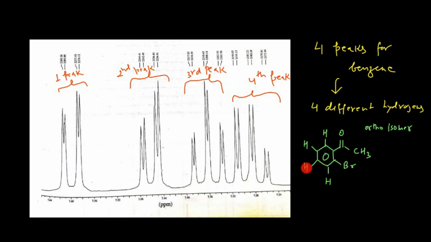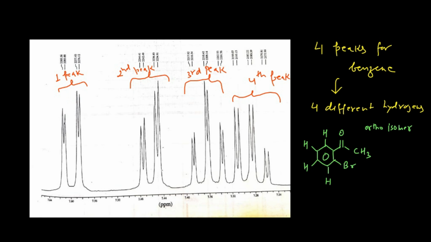So all these will show different peaks in the proton NMR spectrum in the region between 7.1 to 7.5 ppm or 7.7 ppm. Okay. So say this is peak 1, this is peak 2, this is peak 3, this is peak 4. Now, I can also mark these hydrogens as different hydrogens.